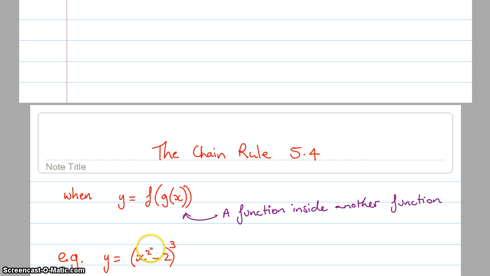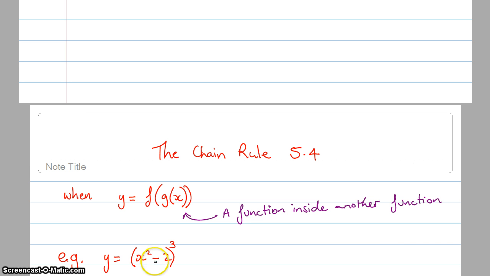Okay, for example, let's have a look at this one here. Y equals the outer function, which is the whole thing cubed. The inner function is x squared minus 2. So you've got cubing as the outside function, and the inside function is x squared minus 2. You don't need to know too much about that, but that's just where it's very useful. So you've got an outside function and an inside function.